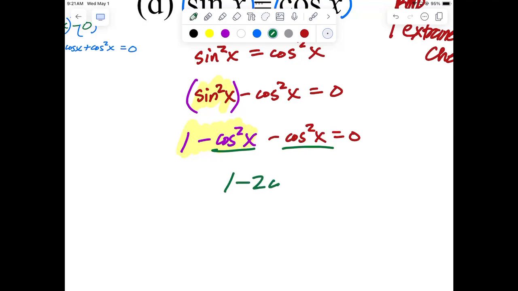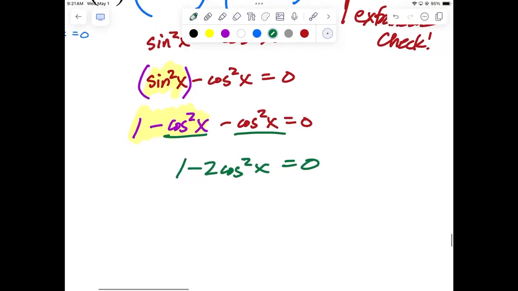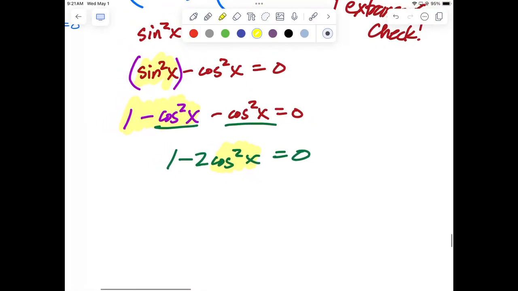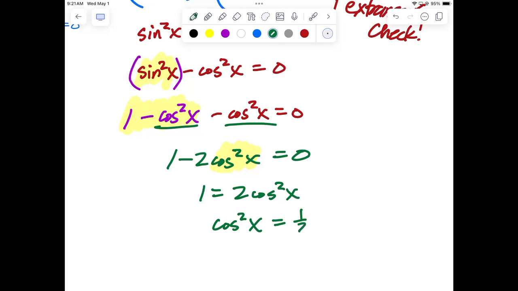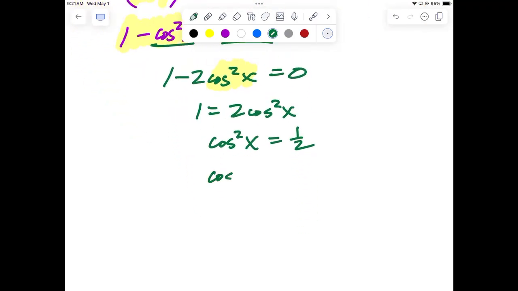So that's 1 minus 2 cosine squared of x equals 0. Now I reassess, right? Now it's equal to 0, but guess what? I've got it down to a single trig function. So what do I do when I get it down to a single trig function? I solve for that single trig function. So I get 1 equals 2 cosine squared of x. I'll divide through by 2, and I get 1/2. And I'll take the square root of both sides, and I get plus or minus the square root of a half, which, if you remember from a little while ago, is equal to plus or minus the square root of 2 over 2.